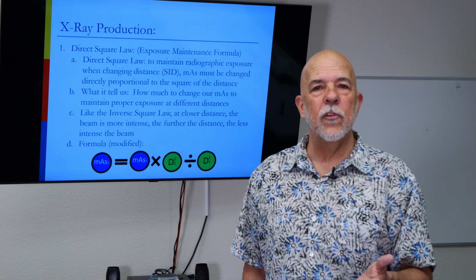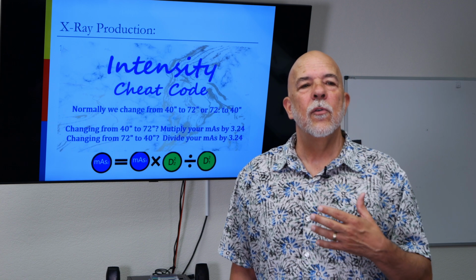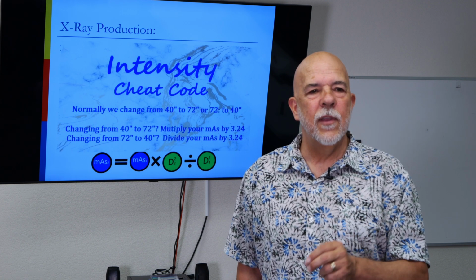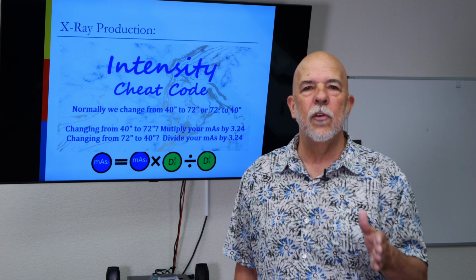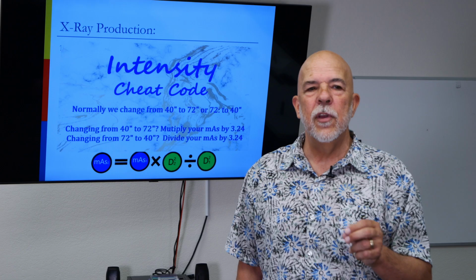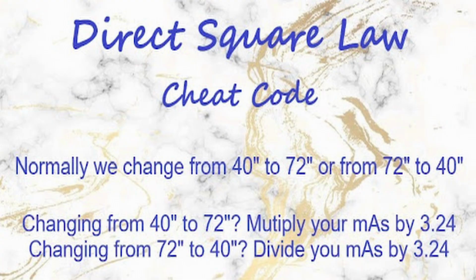Is there a cheat code for this one? Sure there is. So on this one, it's the exact opposite. Again, we normally change from 40 to 72 inches or 72 to 40 inches. If we're changing from 40 to 72 inches, to make sure that you have the same exposure at that 72 inches, you multiply your mass times 3.24. Super easy. Same thing, if you're going from 72 inches to 40 inches, then you divide your mass by 3.24.